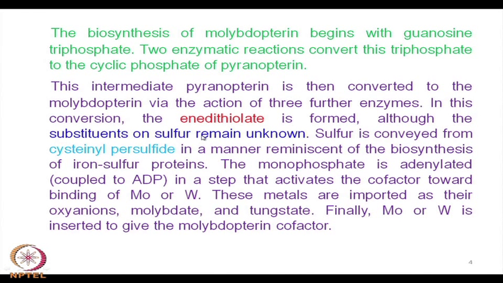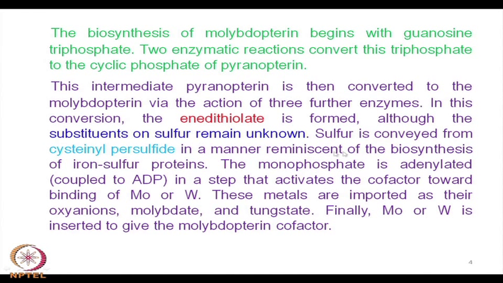Although the substituents on sulfur remain unknown, that is why I am telling you about the R groups. People are unable to identify the R groups, because during processing they are not available; only the molybdenum-bound sulfur centers are available. What the original R groups are, whether only hydrogen or some alkyl group, is not known. Sulfur is conveyed from cysteinyl persulfide. Any cysteinyl-based molecule can in situ generate some persulfide system, and this persulfide system, we all know, can attach to the corresponding organic backbone at a double or triple bond.